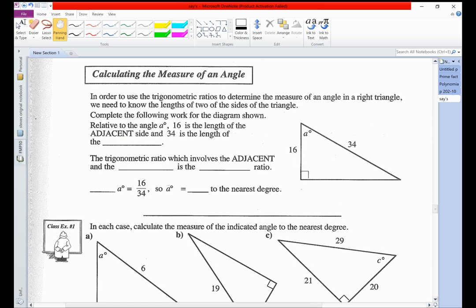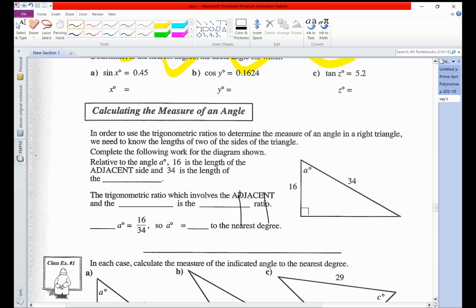Calculating the measure of an angle is the same process as calculating a side length. When we were looking at triangles before and trying to calculate a side length, we would have one angle, one side, and we would be looking for another side, the x. So there's three pieces of information in all these trigonometric ratios. When you have an angle and a side length, you can find another side length.